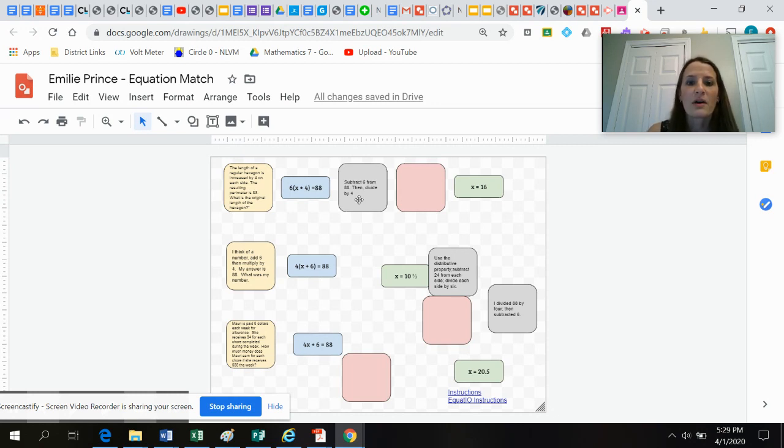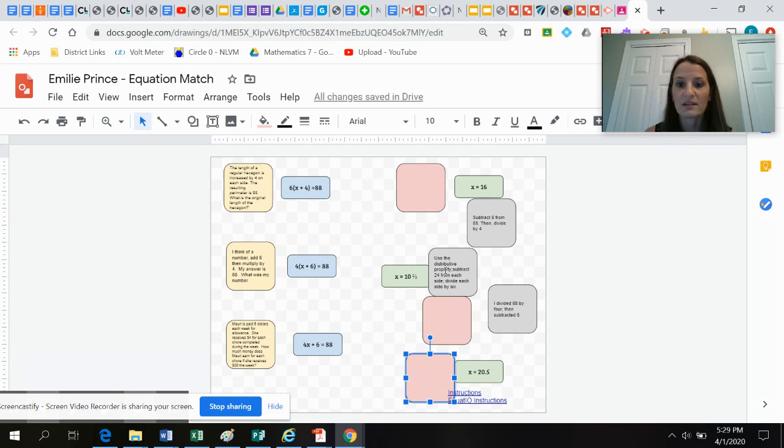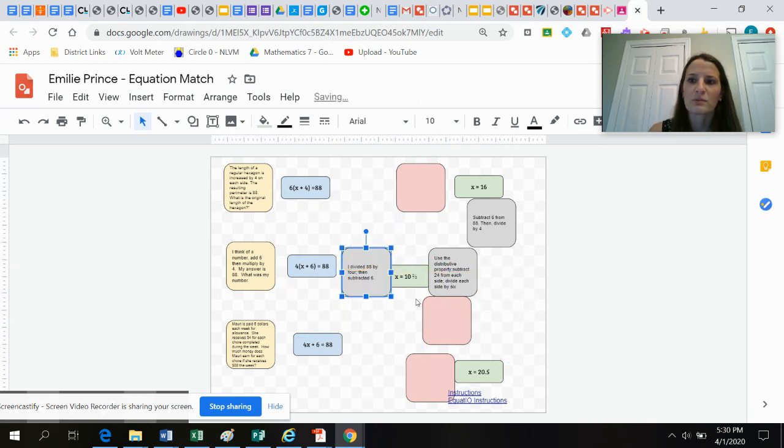All right, the next part was we needed our gray shape, it's not a square or a box either, to help us solve these 3 different equations. So I divided 88 by 4, then subtracted 6. Well, I have 4 groups of x plus 6, so I could take 88 and divide it by 4 and have 1 group of x plus 6. That one looks pretty good. We'll see when we type in our red box, because in the red box, we were supposed to show our steps. That means we were supposed to solve the equation.